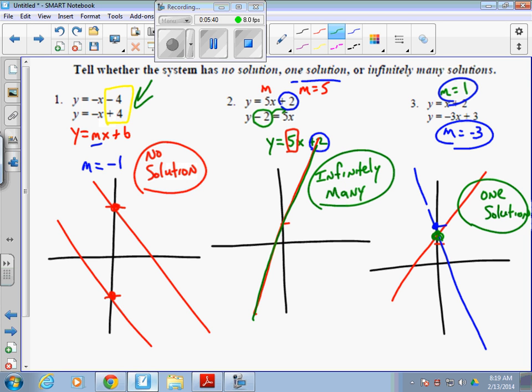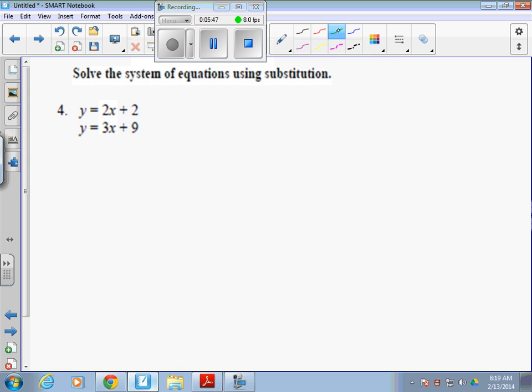And then for number 3, they have different slopes. Again, it doesn't matter what the y-intercept is. If the slopes are different, they're going to cross in one spot, so they have one solution.